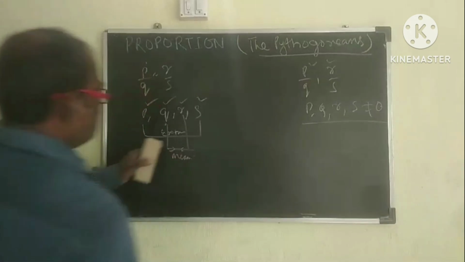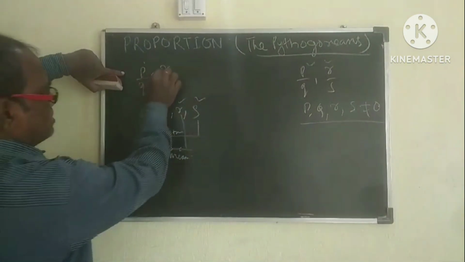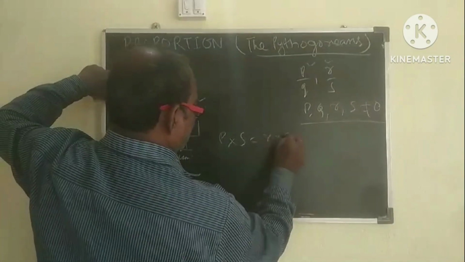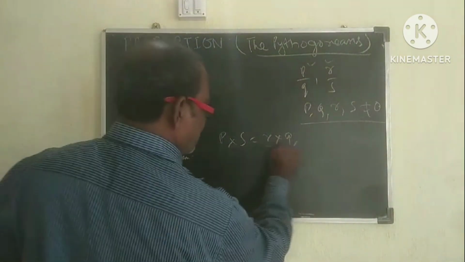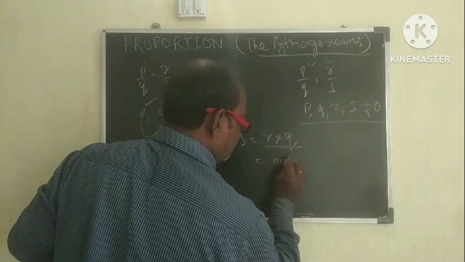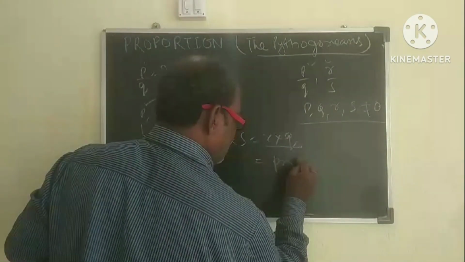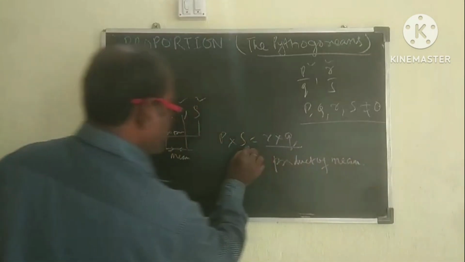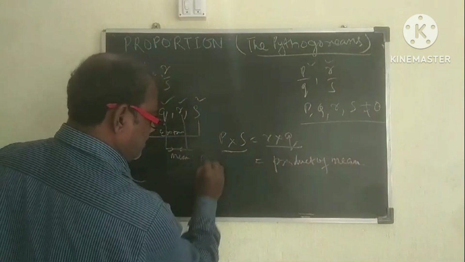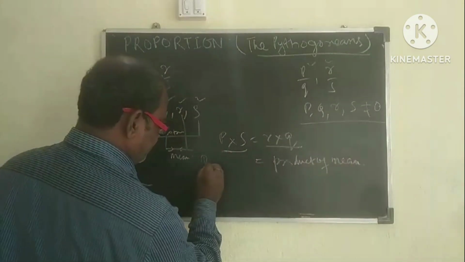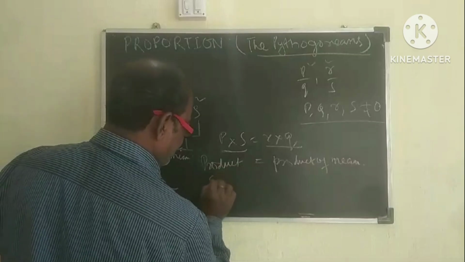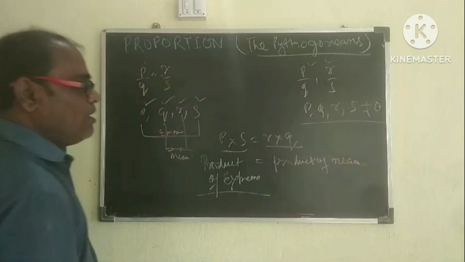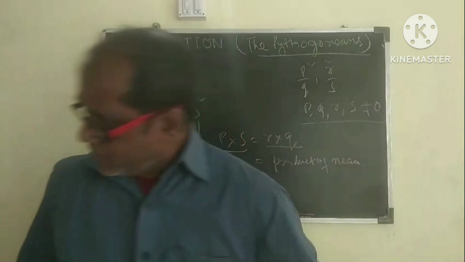mean terms. So from this we can say that if we crisscross this, we get that P into S is equal to R into Q. Now see here, R into Q is the product of means, and P and S are the product of extremes. So this is one of the formulas which we can use in our examination hall.